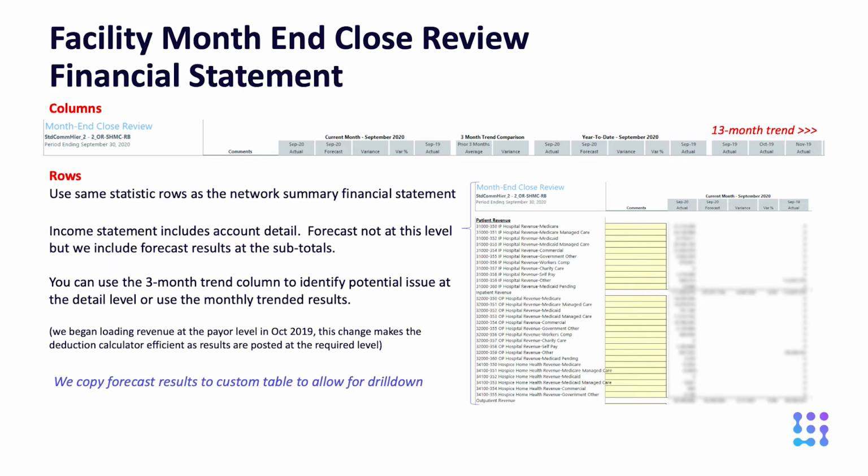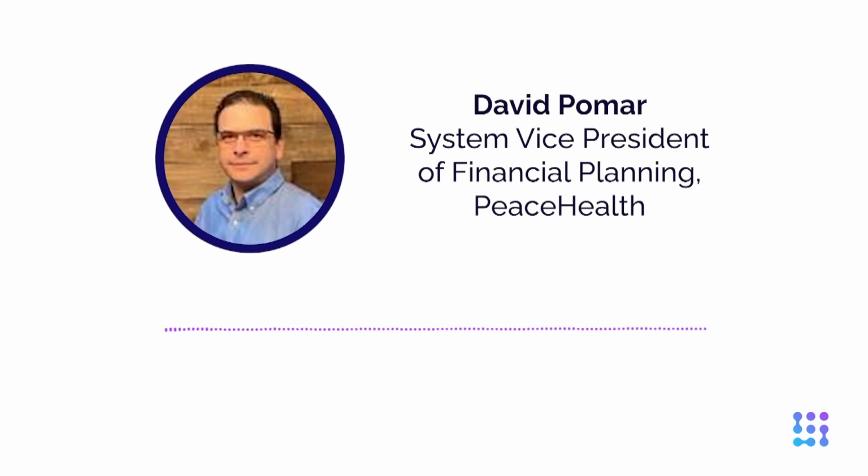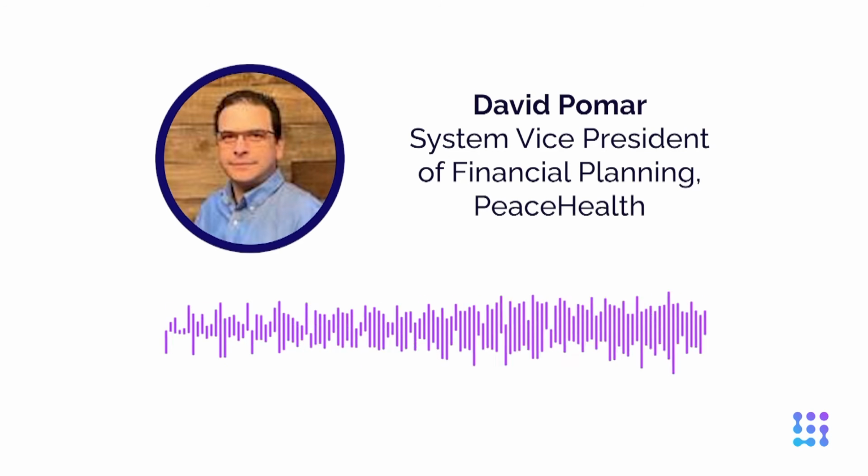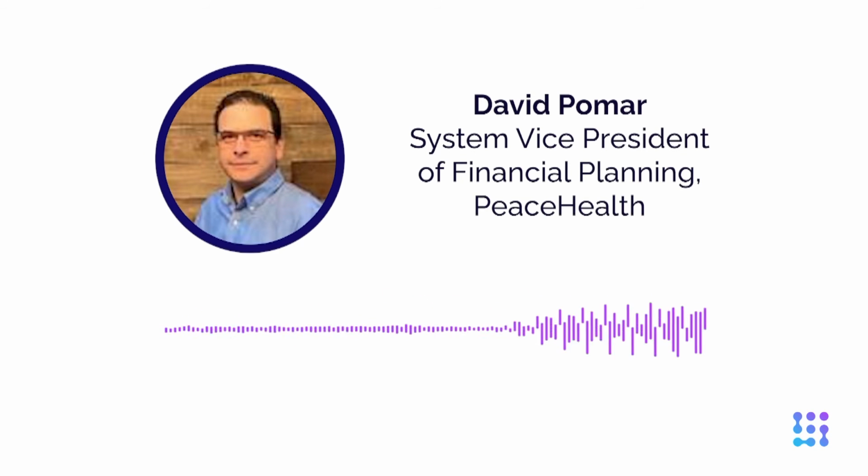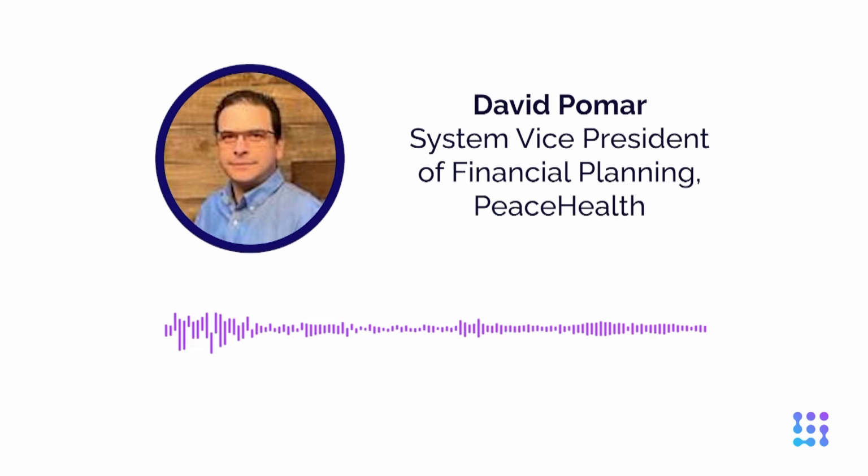So what we're doing is we're copying the forecast results and putting them into a custom table. That way these types of financial statements will still allow for a drill down. Unfortunately, the forecast tables don't allow for drill down. So that's why we had to go this path of creating that custom table, copying out our forecast results and using it for these types of comparative reports that are detailed to allow our financial analysts at the network level and facility levels to be able to drill down at the sub-account level just to see what is happening.